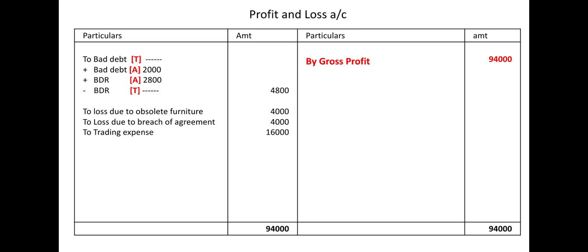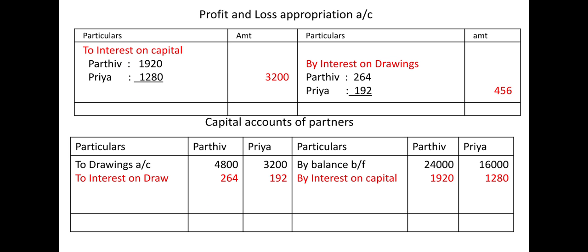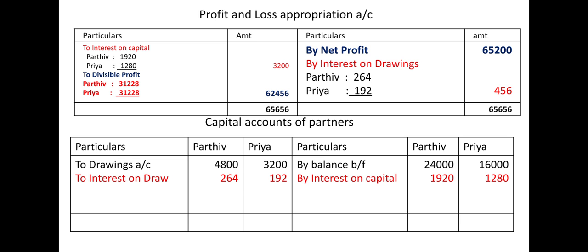So total of credit side minus total of debit side. If you deduct all the entries on the debit side, you will get, yes, 65,200. That is your net profit, students. Now net profit should be transferred to the P&L appropriation account. Here it is on the credit side. I have written by net profit. Okay, so the total of the credit side will become more, and credit total minus debit total will give you the divisible profit. Yes, so divisible profit is 62,456.